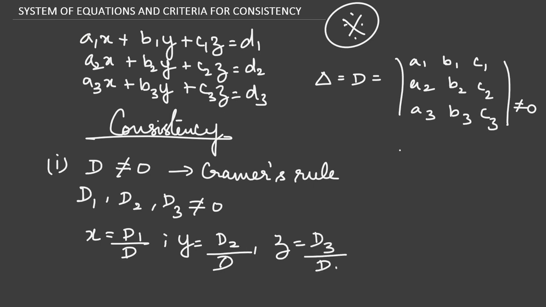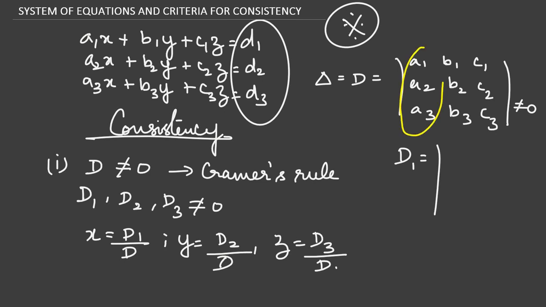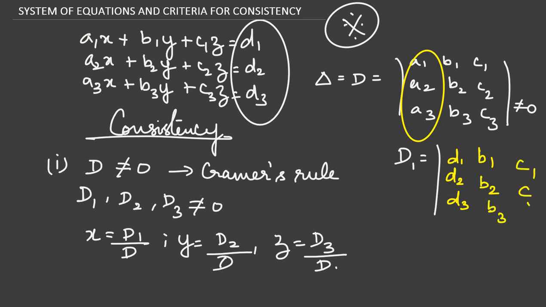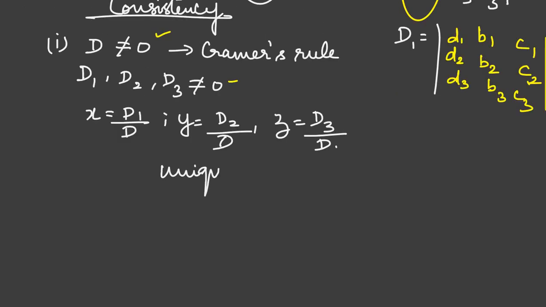What is this D1? D1 will be equal to the constants of the linear equations being represented in the first column, replaced in the place of x in the first column. So it can be written as D1, D2 and D3, and the second two columns remain as they are: B2, B3, C1, C2 and C3. Then similarly for D2 the second column is replaced, consistent having unique solution.